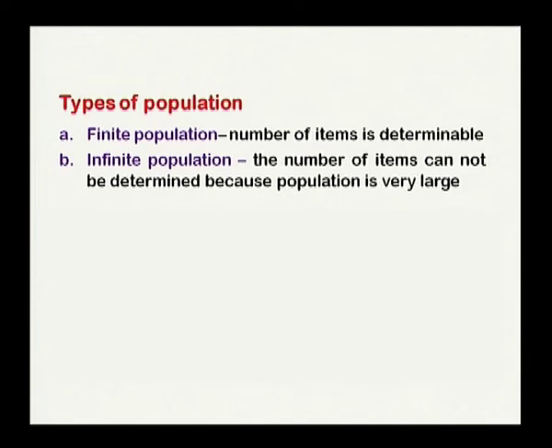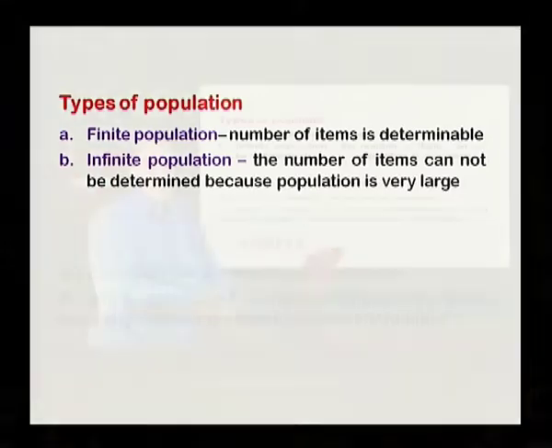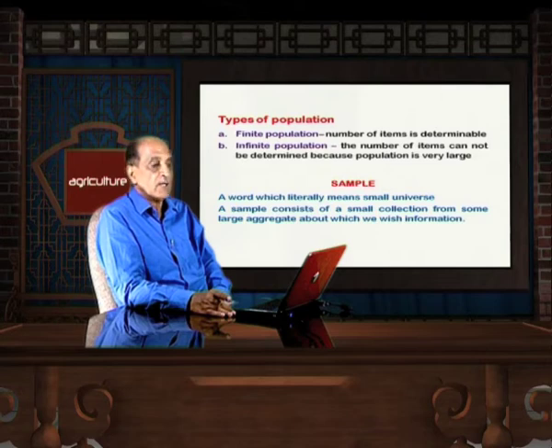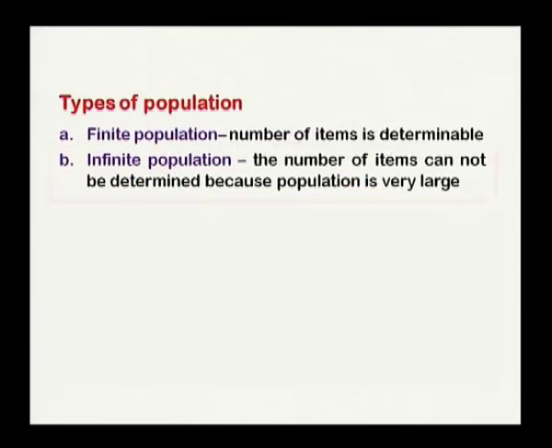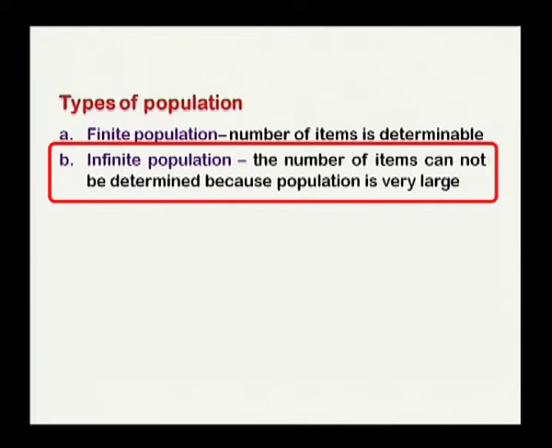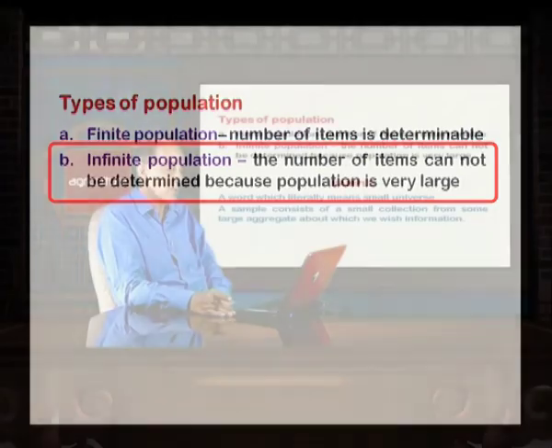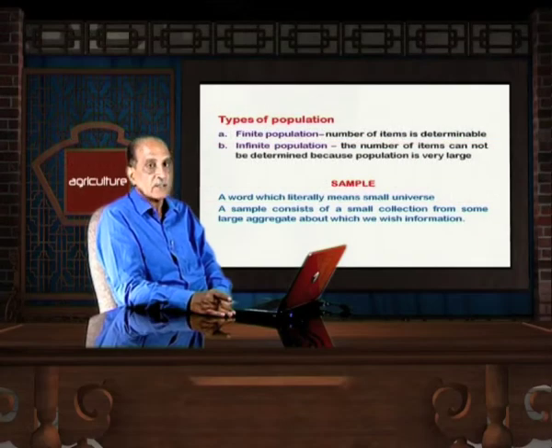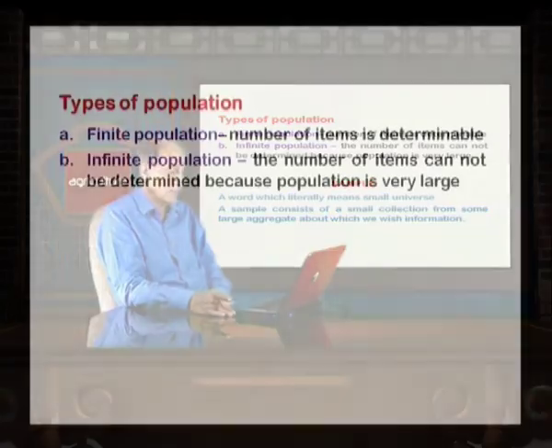Now, types of the population. There are 2 types of the population: finite population. Now, number of items is determinable. It means whenever we choose the population and numbers are quite determinable, relatively not very large, then this is called the finite population. And second is infinite population. The number of items cannot be determined because population is very large. Now, this is regarded as infinite population, and in this case we can say the size of population is very large as compared to the finite population.